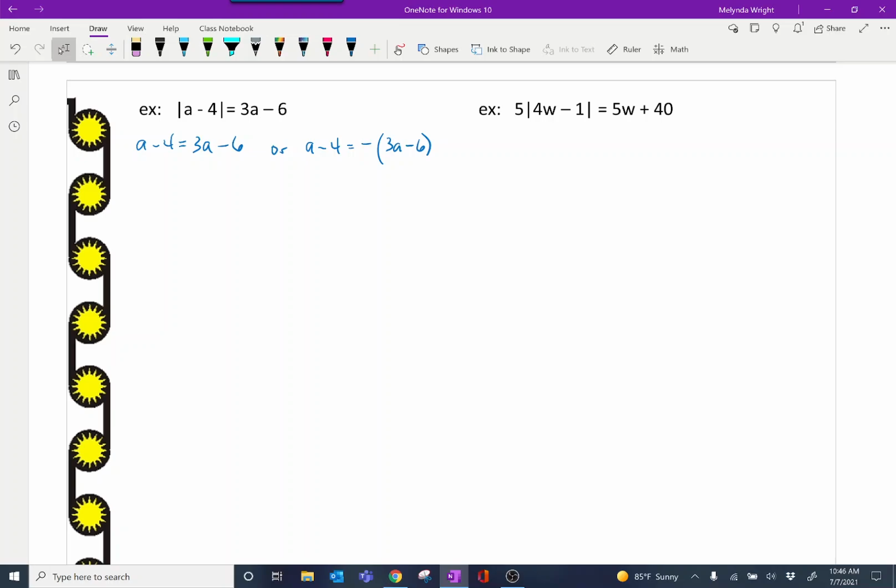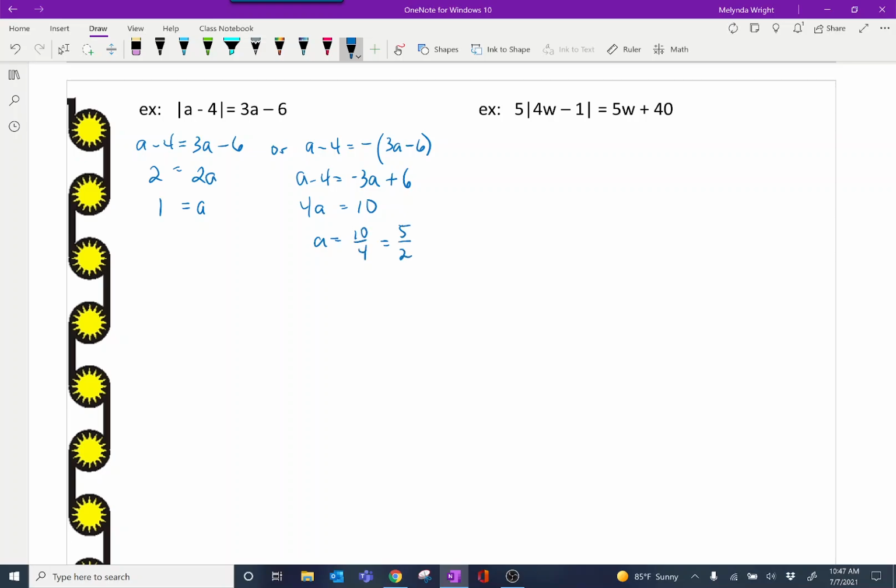So in the first instance, I'm going to move the a over here just because I like keeping the variables positive. Doesn't matter. And then move the 6 over here. So we have one answer where a could be 1. Okay, that's one possible answer. Here, let's distribute this negative. So we have a minus 4 equals negative 3a plus 6. And so moving this a over, I have 4a equals 10, or a is 10/4, which is 5/2.